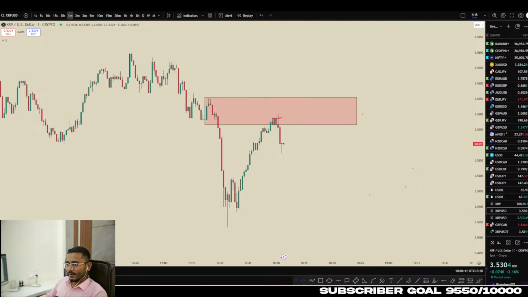And once price breaks this high and creates a new high, we can move our stop loss to the upside. So this will have a new strong low. I hope you are understanding what I'm trying to say over here.